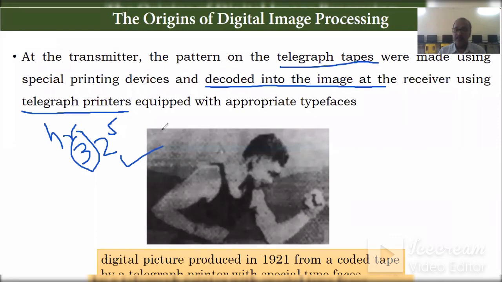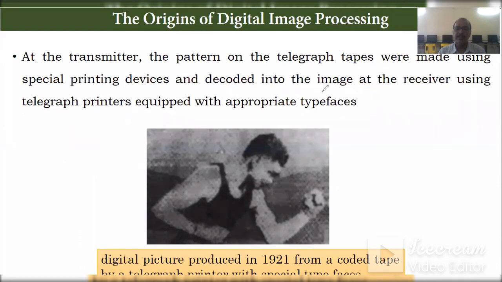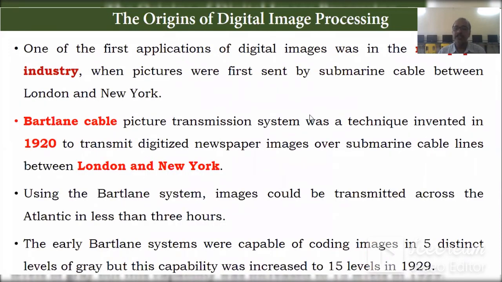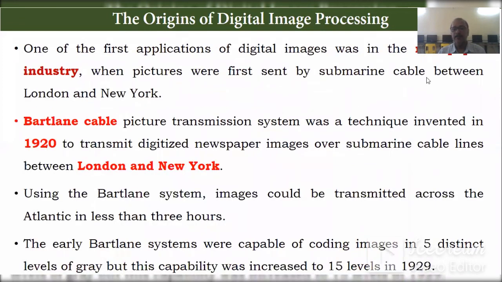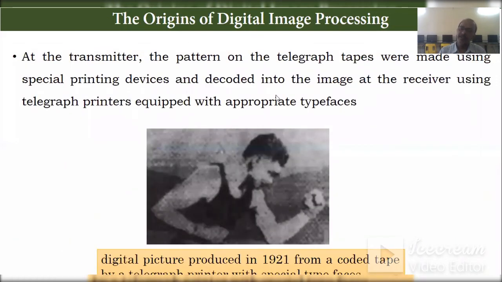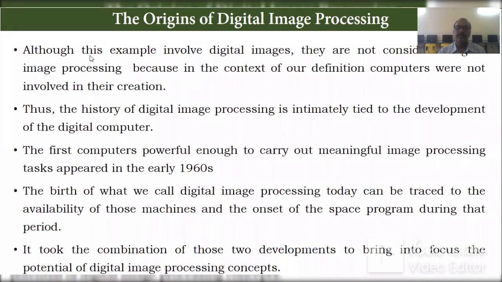Now see here, can we say that this is digital image processing? Can we say this? See, what we explained in the previous point, or the previous slide, is that we have to send the digital image. This digital image will be sent from New York to London by Bartlane cable. Okay, so can we say that this is digital image processing? The answer is, although this example involves the digital image.